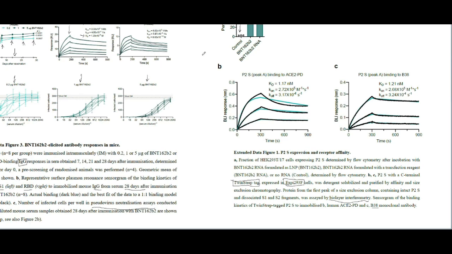And so once again we get our KD, which is in the nanomolar range here. So it's very tight binding. So the P2S binding to the ACE2, and this is looking at their antigen binding to the human ACE2, and this is looking at it binding to this B38, which is a monoclonal antibody.